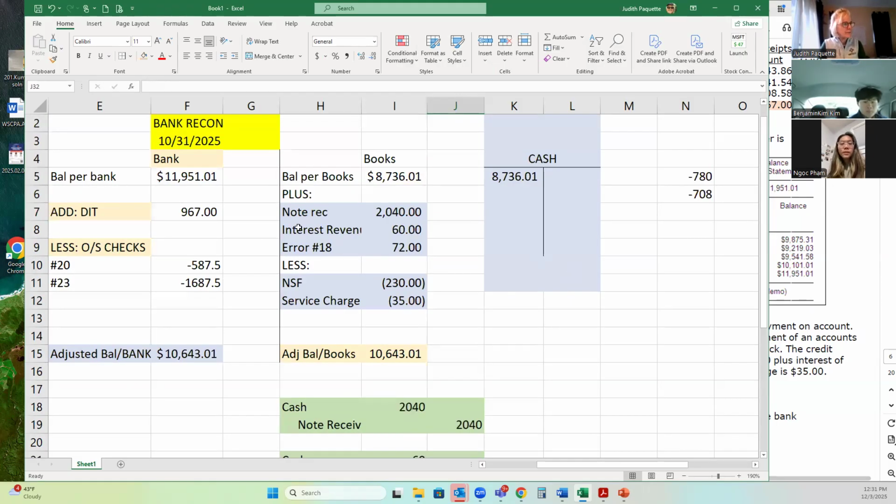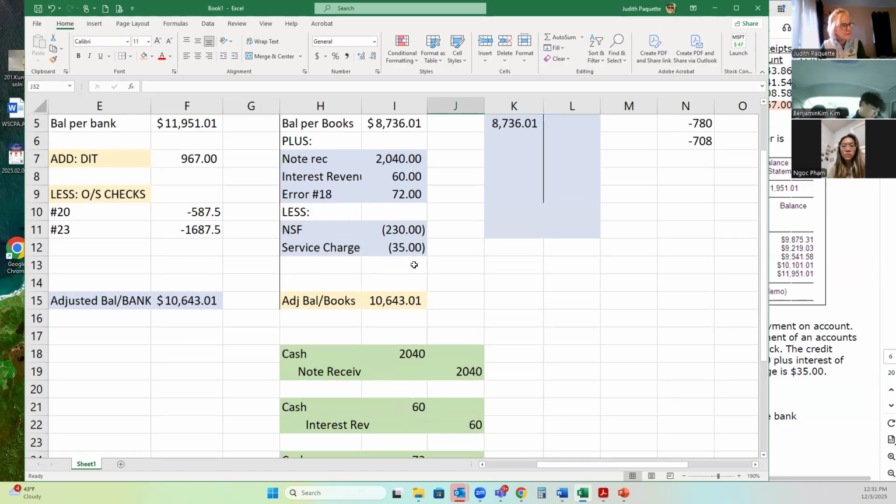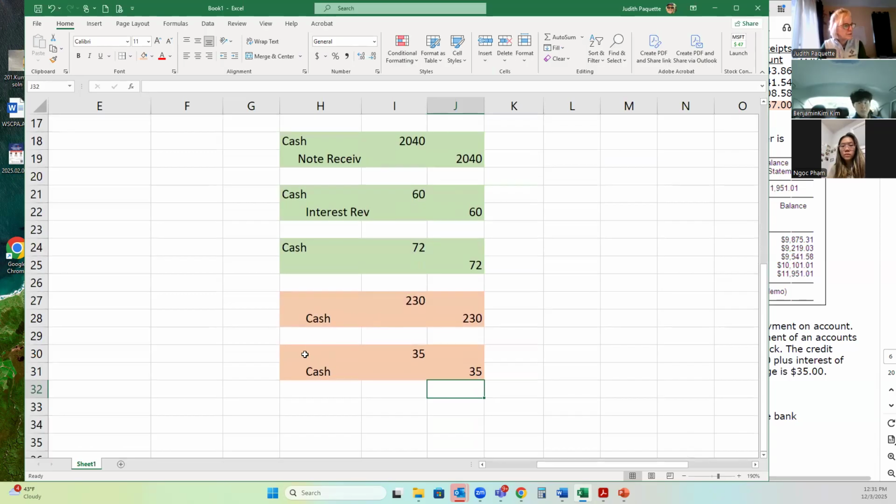Okay, so we've done the three. We collected the note, reduced the note, increased cash. We got $60 in interest revenue. We credit interest revenue and we debit cash. And then this error, we're going to talk about that in a minute. And then here, the NSF check and the service charge. So let's do the service charge first. This is a new account for you guys. It is service charge expense.